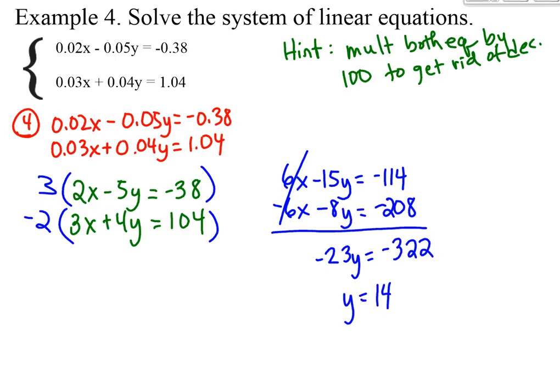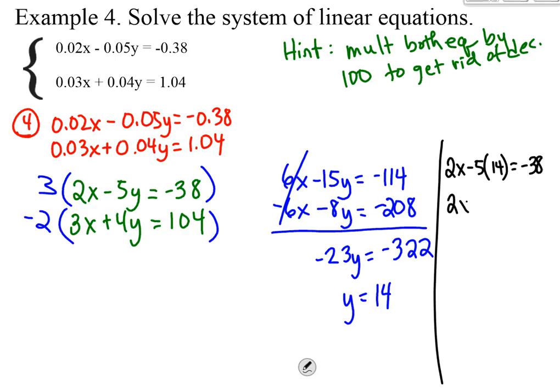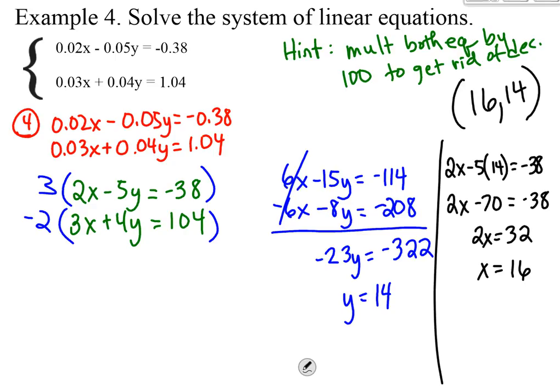Then my next step is just to find x. I'm not going to even think about putting it in those decimal ones, just because it would be a little more challenging. And I'm just going to put it in that first one again. Whatever you choose is fine. I'm going to draw a line there. So 2x minus 5 times 14 equals negative 38. 2x minus 70 equals negative 38. I'll add 70. 2x is 32, and divide by 2, x equals 16. And so in this one, my solution, and I'll write it above here, is 16, 14.